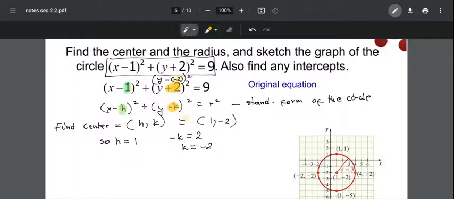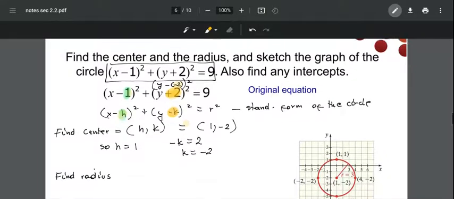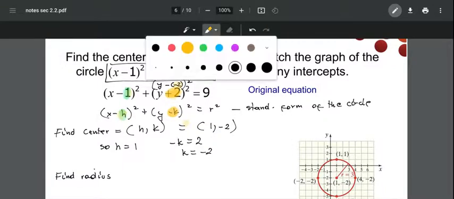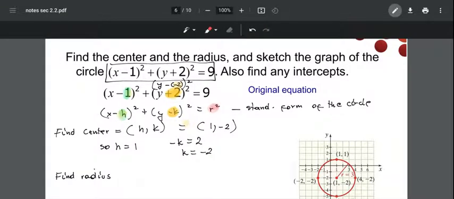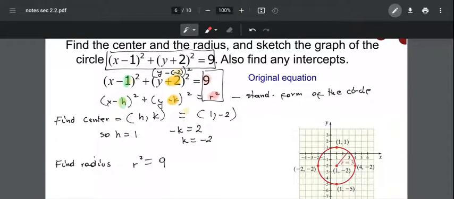Next, we need to find the radius. So to find the radius, we're going to compare our equation with the standard form. So radius squared will represent 9 in the original equation. So radius squared is matching with 9 from the given equation. So to find the radius, just take the square root of both sides.